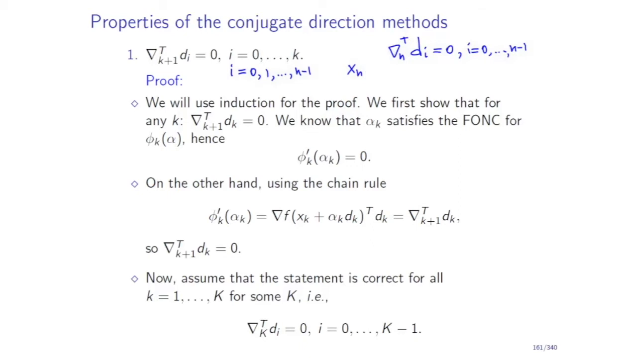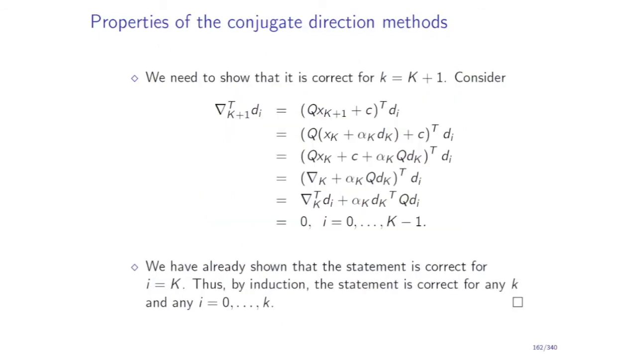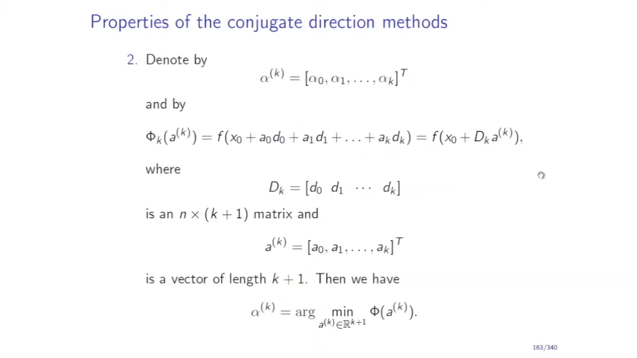So we have the convergence to the global minimizer of a convex quadratic problem in at most n steps here. We'll skip the proof of this and move on to the next property of the conjugate direction methods.